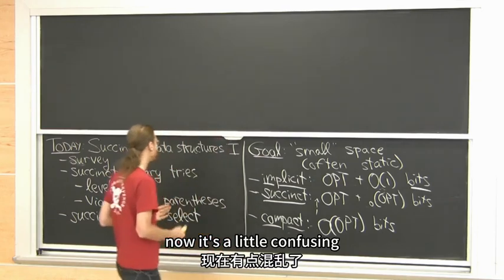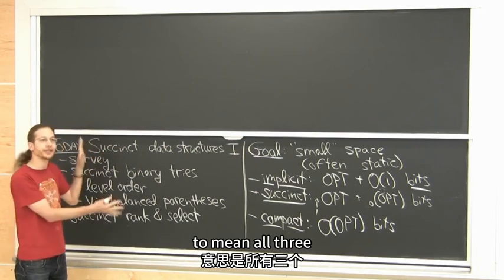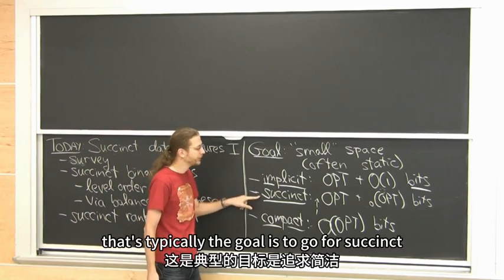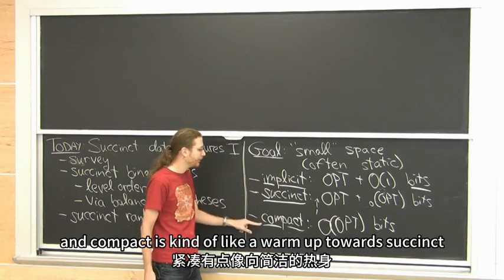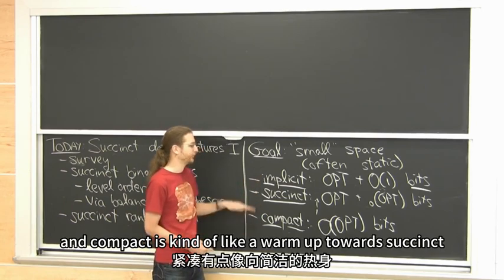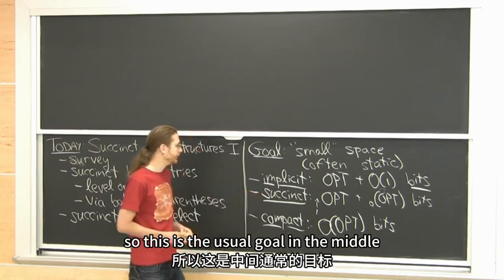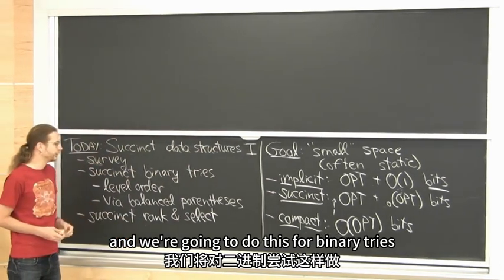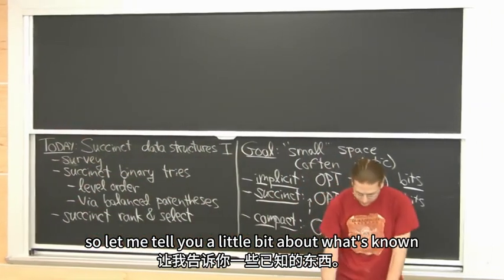Now, it's a little confusing. I usually call this area succinct data structures to mean all 3, but the middle one is also called succinct. That's typically the goal, to go for succinct, because implicit is very hard, and compact is kind of like a warm-up towards succinct. So this is the usual goal in the middle. And we're going to do this for binary tries and rank and select. So let me tell you a little bit about what's known.